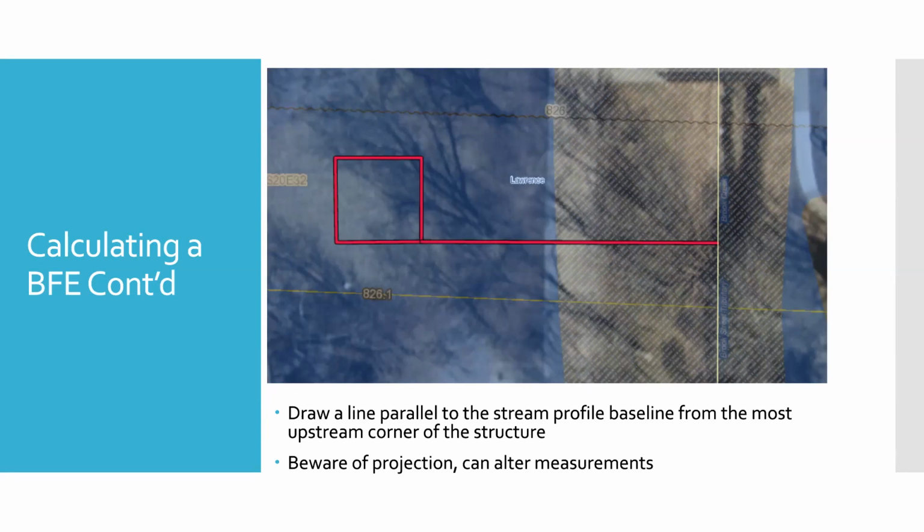So I've got the upstream-most corner of the structure, because remember, this flow is from north to south up to the Kansas River, because it's just a small tributary. So if you are doing this in GIS, you want to be aware of projection because that can alter your measurements. Here I'm in a Kansas datum, which is appropriate for the location that we're in.